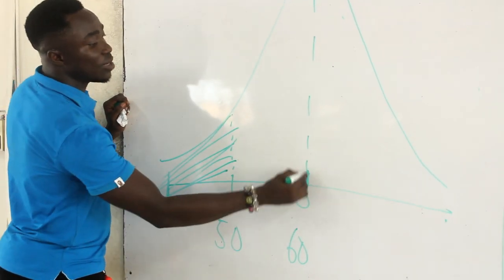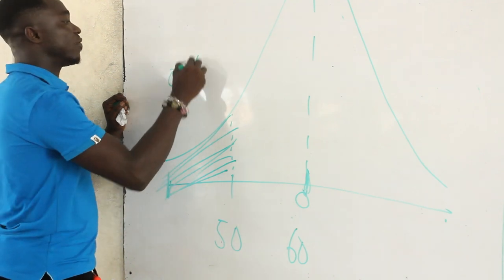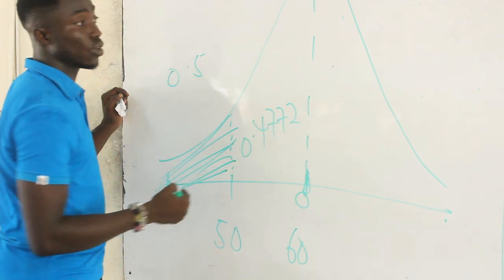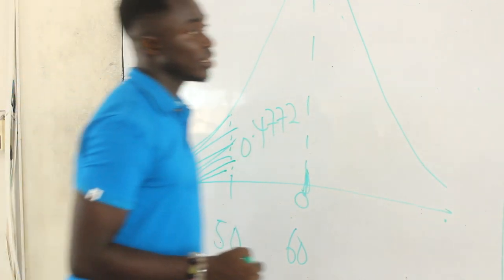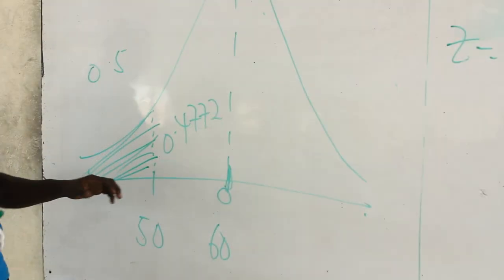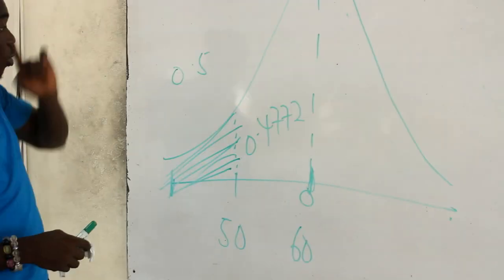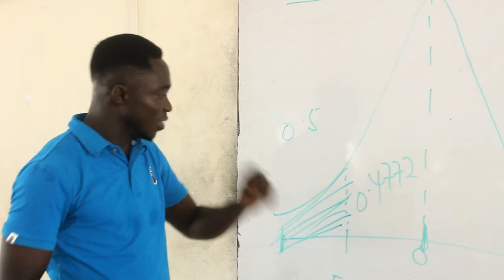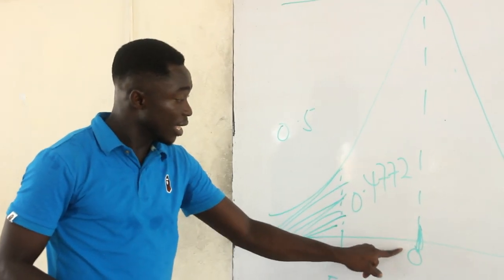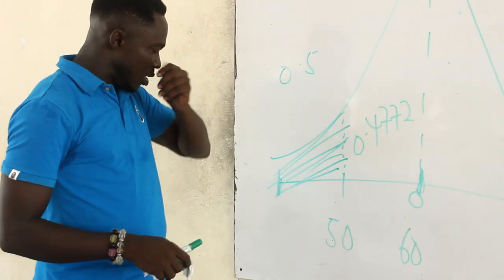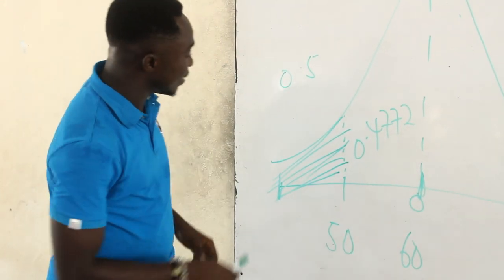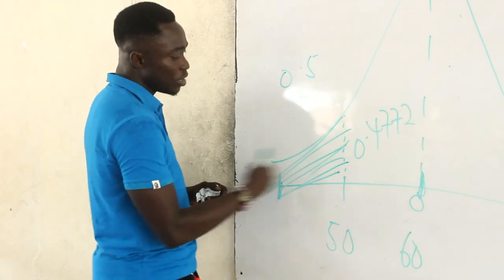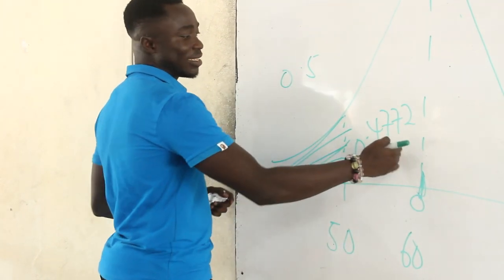This one too, we are going to what? Subtract. Because from here to here is 0.5. Now after reading, we have 0.4772. So here too we are going to subtract because you see the mean is now 60 and now the score is 50. The score is 50 and we are interested in the probability of obtaining below 50. So this is the below section, okay?